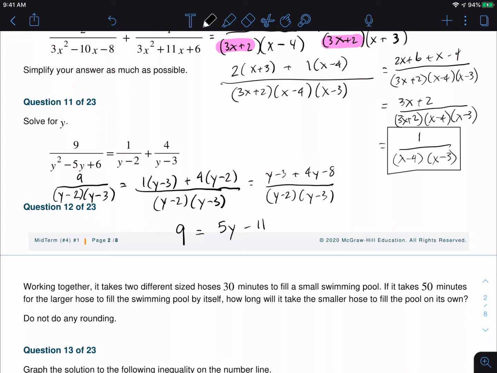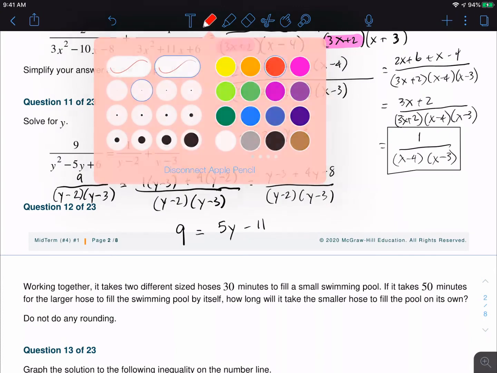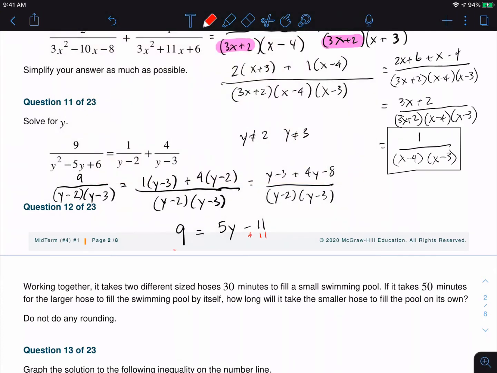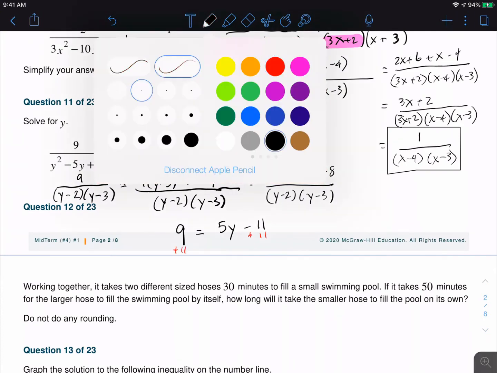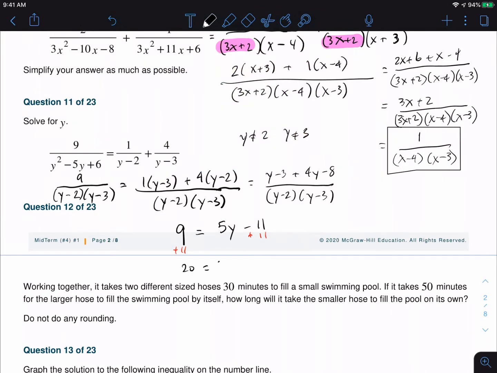The only thing we need to really worry about with the denominator is that y can't equal 2 and y can't equal 3. If we get either one of those answers, that's going to make this thing fail, right? Because it would make the denominator undefined. So I'm going to add 11 to both sides. So plus 11 and plus 11. And what that's going to give me is 20 is equal to 5y. So my y in this problem ends up being 4.